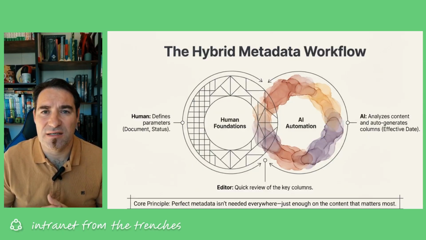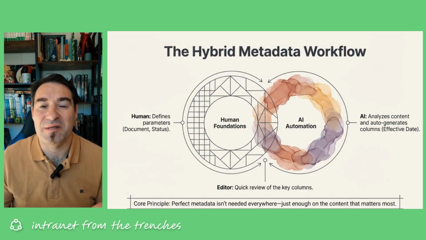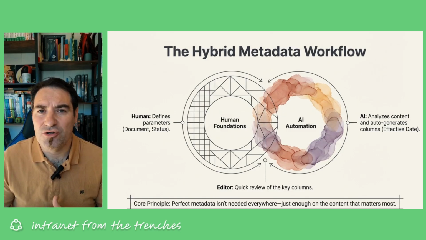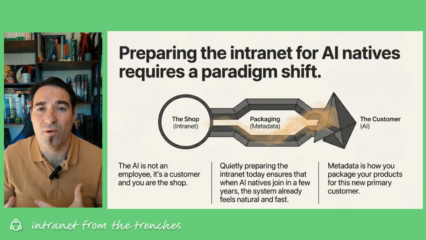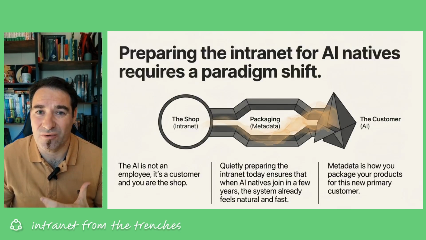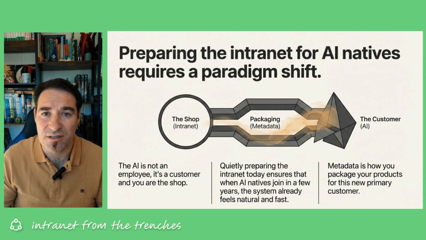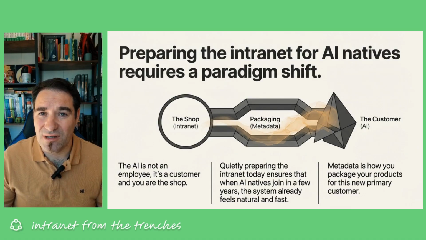This is the smart way to do metadata. You handle the basics manually on a small site, then let the AI take over the repetitive work. You don't need perfect metadata everywhere, just enough on the content that matters most. This is how we quietly prepare the intranet so that when the AI natives join in a few years, it already feels natural and fast, because it's not an employee, it's a customer on your shop.